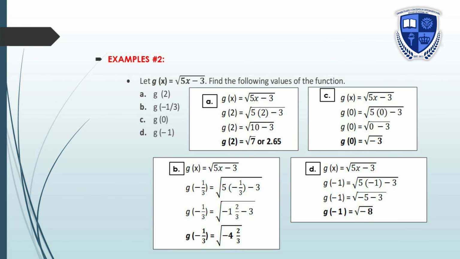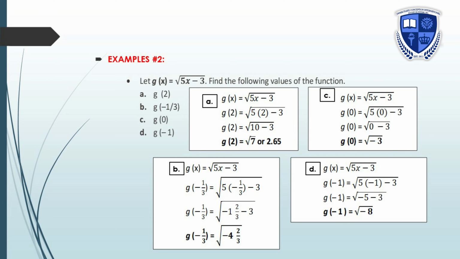Example number 2. Let g of x equal to square root of 5x minus 3. Find the following values of the function. So, I have the value for x. Letter A, positive 2. Letter B, negative 1/3. Letter C, 0. Letter D, negative 1. So, now, we will substitute the value of x in the given.